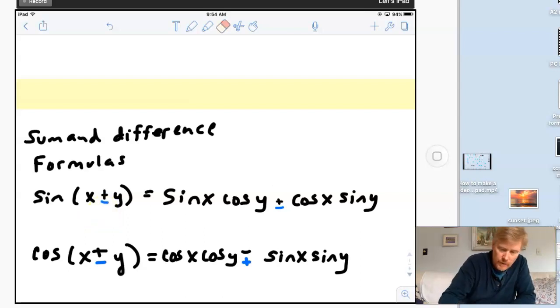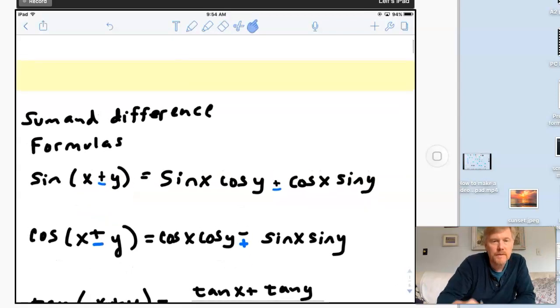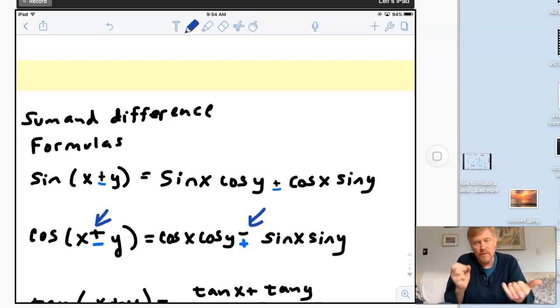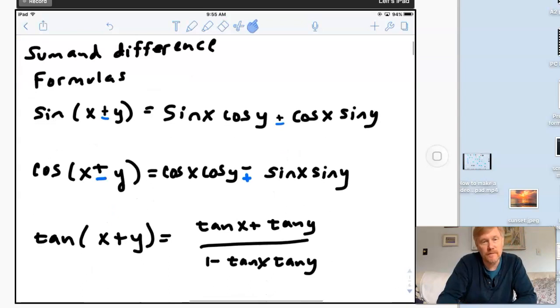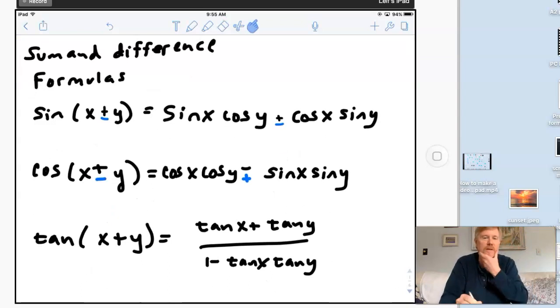Now, if I go to the cosine, it's the opposite. They're not going to match. So if it's a plus between the x and the y, then it's going to be a minus over here. And if it's a minus between the x and the y, it's going to be a plus. So those are not going to match. They're going to be opposites, okay? So that's how those formulas will work. And rather than writing down each formula twice, we did it that way.